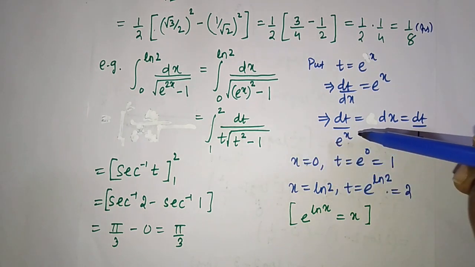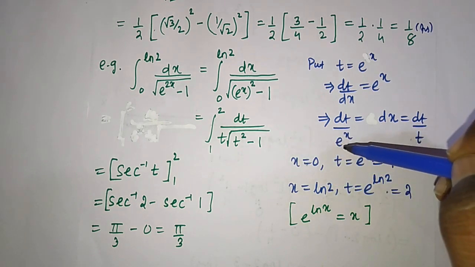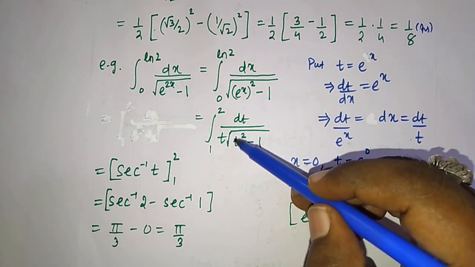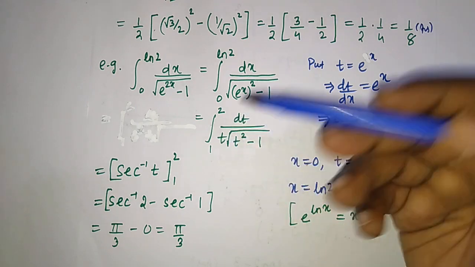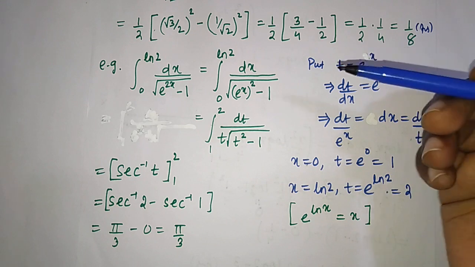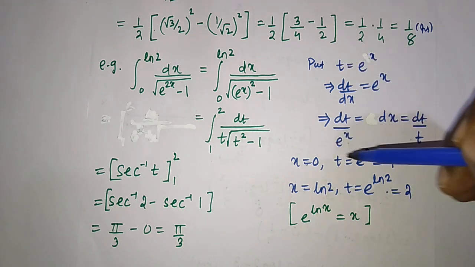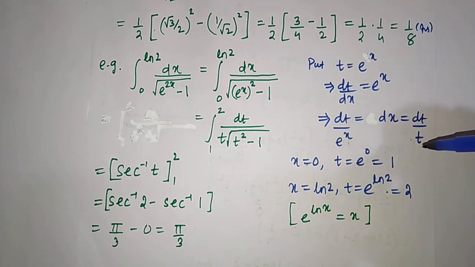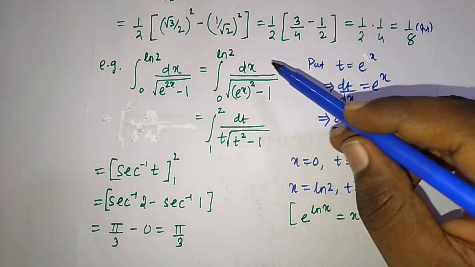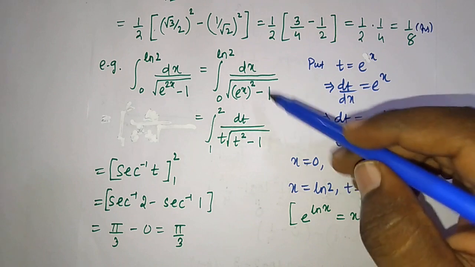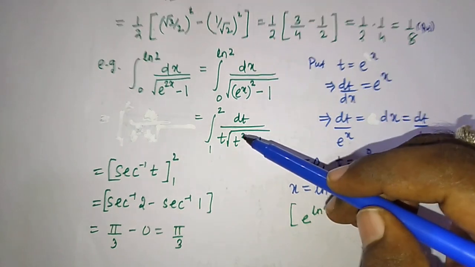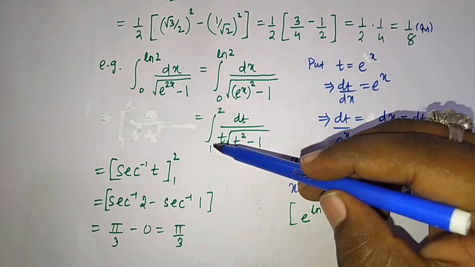Okay, if you will not put t in place of e to the power x, then we will get an x term which will be difficult to integrate. So convert this e to the power x to t. So here we have got dx is equal to dt by t. Okay, here we have changed its variables. We have changed variables from x to t. Now it's time to change its limits.